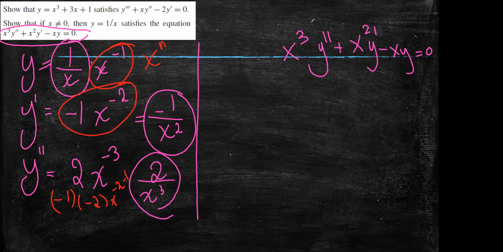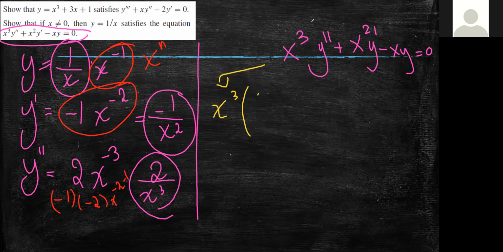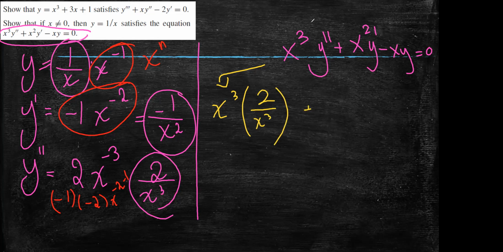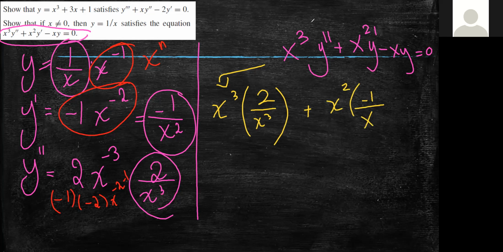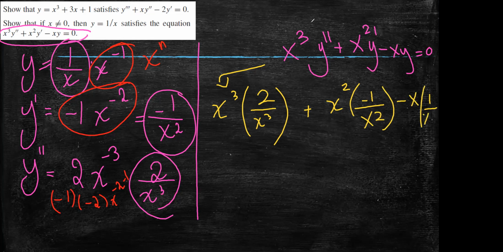Then, where's x cubed? Sorry, I have to write x cubed times y double prime. What is the value of y double prime? 2x to the power negative 3. 2 over x cubed plus x squared y prime. Where's y prime? Which is negative 1 over x squared. Minus x times y, where's y? It is 1 over x.